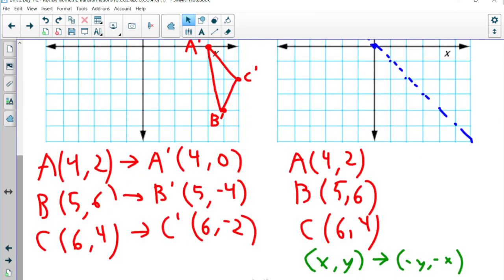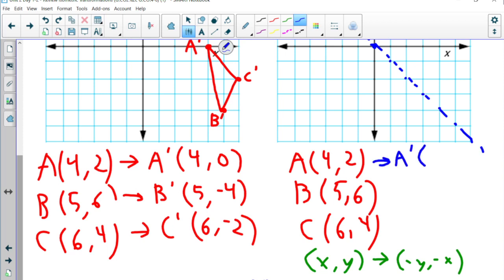But I'm going to come down here and use the coordinate rule. x, y moves to negative y, negative x. So what we're going to do each time is we're going to switch x and y, and then we're going to change the sign of both of them. So for A prime, we're going to switch and then change their signs. So 4, 2, switch them to 2, 4, and then change both of their signs. They're both negative.